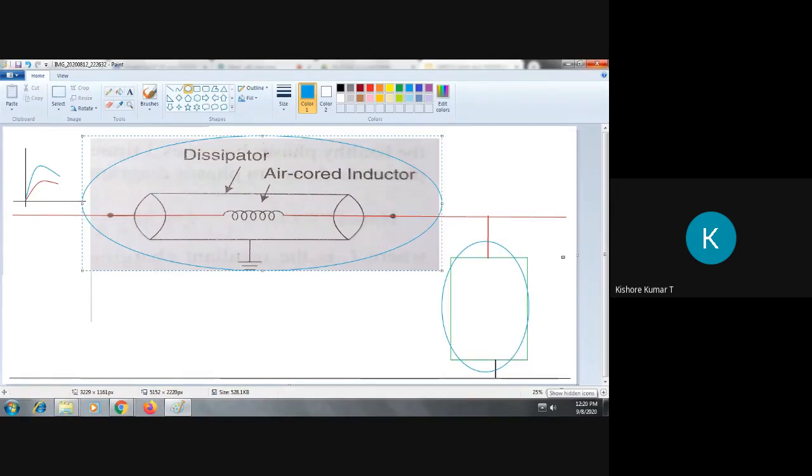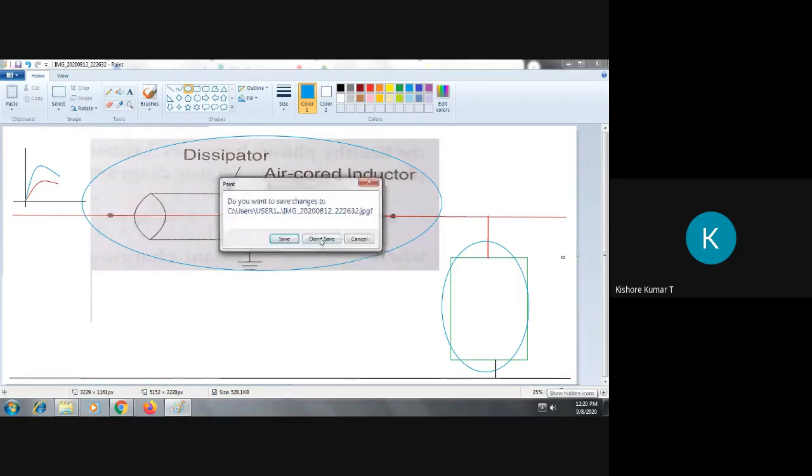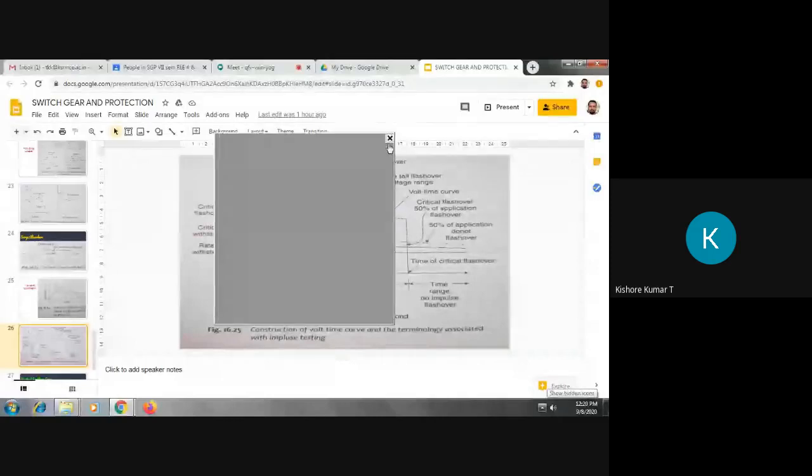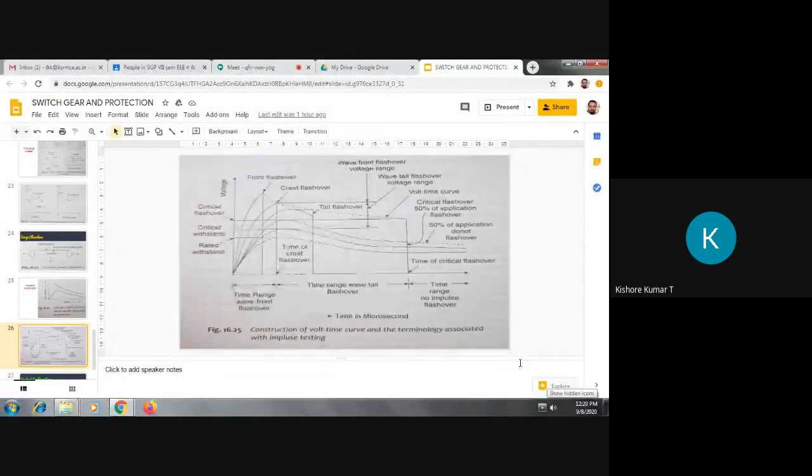So insulation levels are expressed using BIL. This figure indicates the volt-time characteristics for an equipment on which impulse tests have been carried out. To define the insulation level of an equipment, an impulse test is carried out on it.